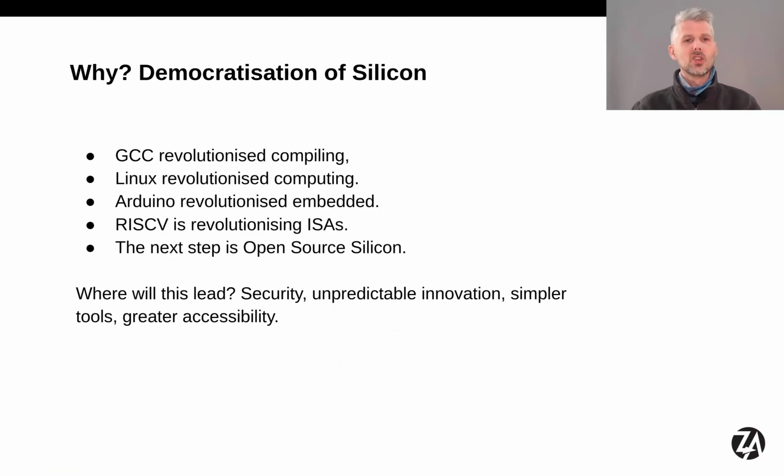So let's get started with why we're interested in doing this. For me, one of the big parts is that when you put technology in more people's hands, you get exciting, unpredictable innovations happening. We've seen this with GCC and Linux and Arduino, and it's going to be happening with RISC-V, and the next step is open source silicon. So I'm very happy that you're along for the ride, and as well as learning how to make your own ASICs, I really hope that you're part of the vanguard of people experimenting with things that people have not experimented with.